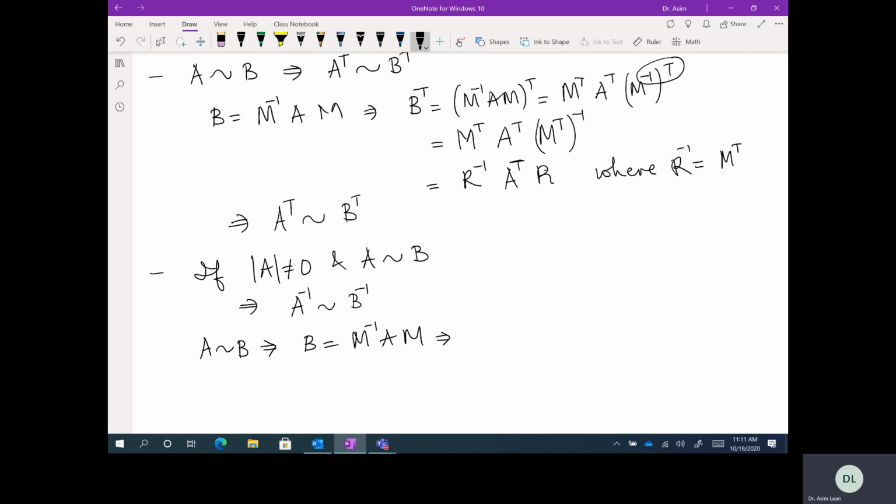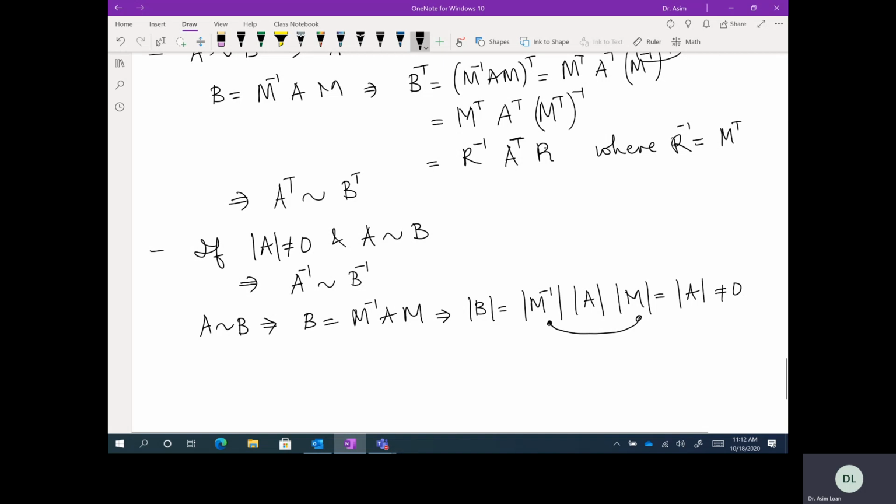This implies the determinant of B is the determinant of M inverse times the determinant of A times the determinant of M. This is the determinant of A because the product of these two is 1, as we just showed, and this is not equal to 0. So B is also non-singular. So if B is non-singular, I can always take the inverse.